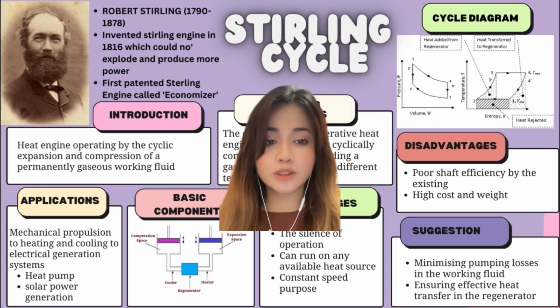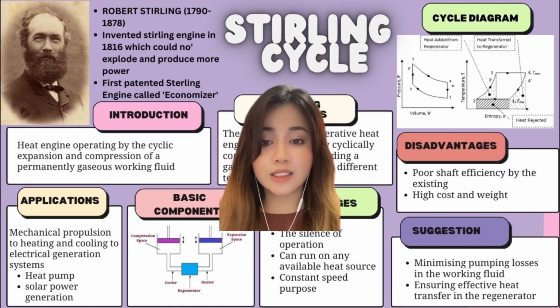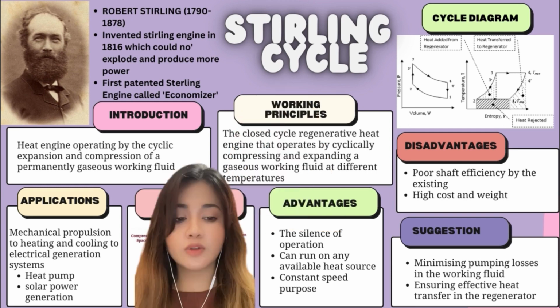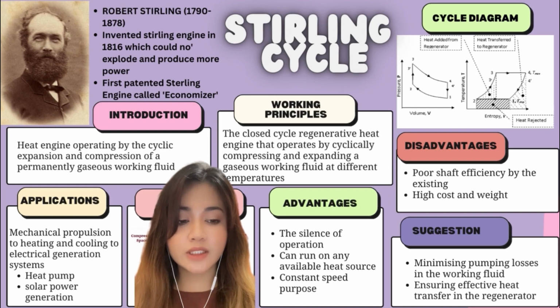So now we proceed to the advantages and disadvantages of this Stirling cycle. So the advantage is the silence of operation. Second is it can run off any available heat source. Third is constant speed purpose. For the disadvantages, first is poor shaft efficiency. Second is high cost and weight.